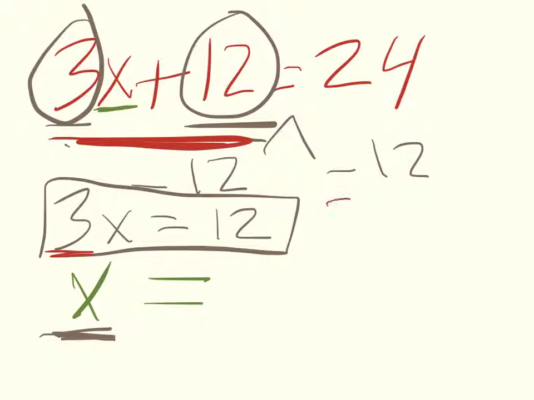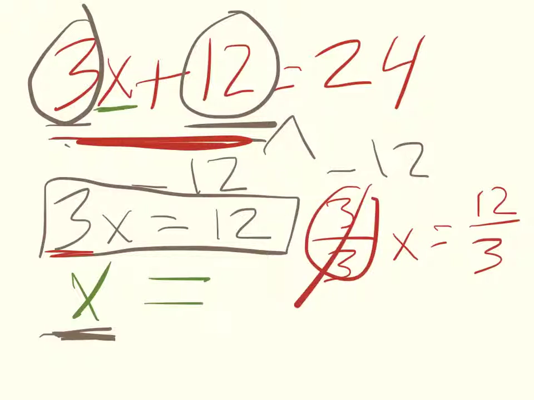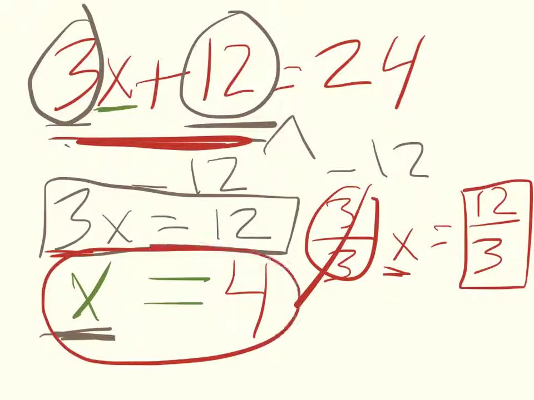If I take 3 divided by 3, that's just 1. 1 times x is still x. So now if I take 12, I again have to divide it by 3, because whatever I do to one side of my equation, I have to do to the other. So now these two cancel out, because that's just 1 times x, and that just equals x. Now I have 12 divided by 3, and that equals 4. So now my final equation is x equals 4. When I isolated my variable, x equals 12 divided by 3, and that turned out to be 4.